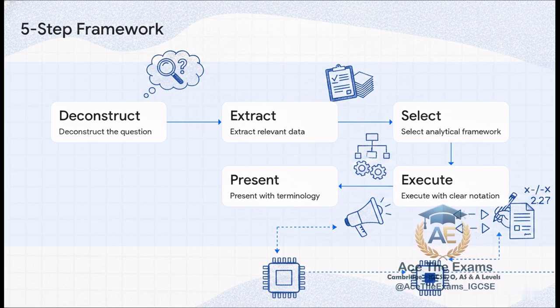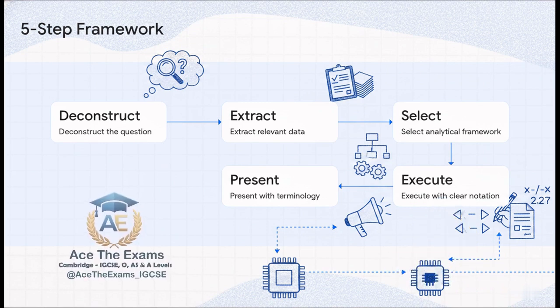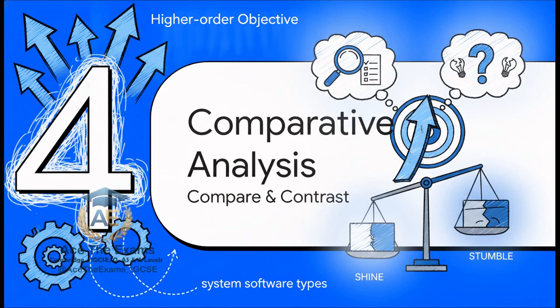Finally, step 5, present with correct terminology. Wrap it all up using the Peel structure we talked about earlier. Now let's level up. Section 4, mastering comparative analysis.